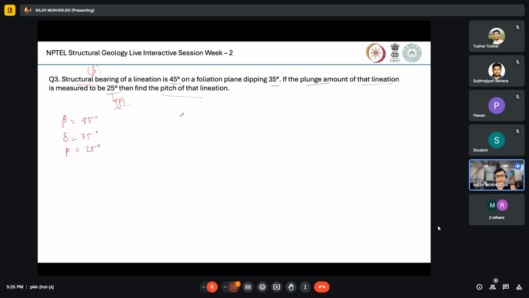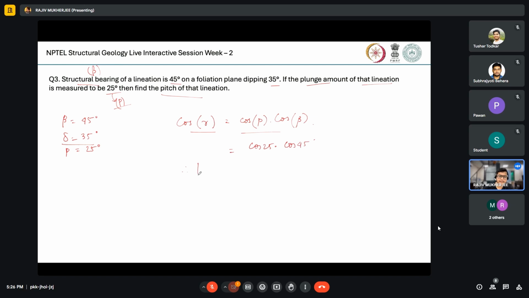But I guess we have already established a relation like cos of rake is equal to cos of plunge multiplied by cos of beta. So we don't need actually this delta value or the dip amount. We can easily calculate from this formula alone. So we have to find the value of the pitch. We have the plunge, which is 25 degrees. So cos of 25 degrees times cos of 45 degrees.